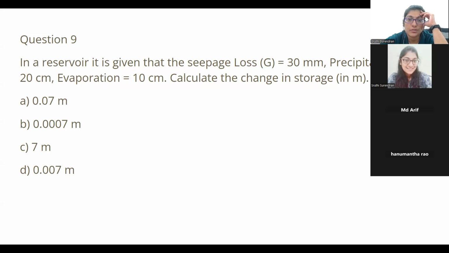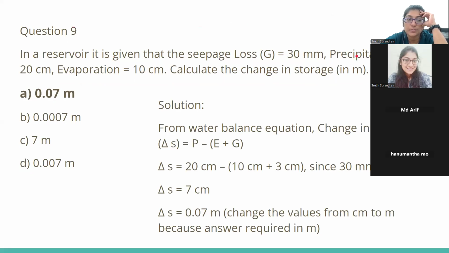Okay, so the answer for this goes like this. Here the inflow component is precipitation, which is 20 centimeter, and the outflow components are seepage loss and evaporation. Seepage loss is given as 30 mm, so if you convert it to centimeters, it becomes 3. So 10 plus 3 is 13. 20 minus 13 will be 7 centimeters. But since we require the answer in meters, we convert it to get 0.07 meters.